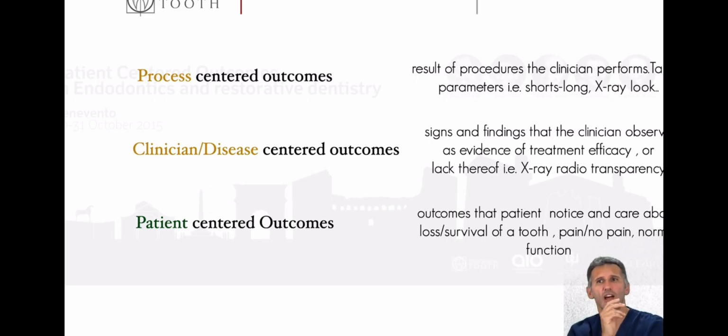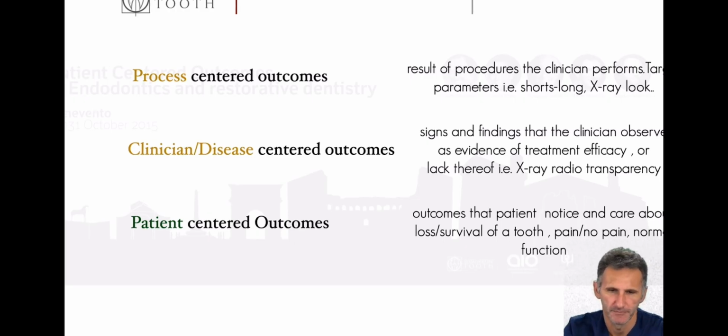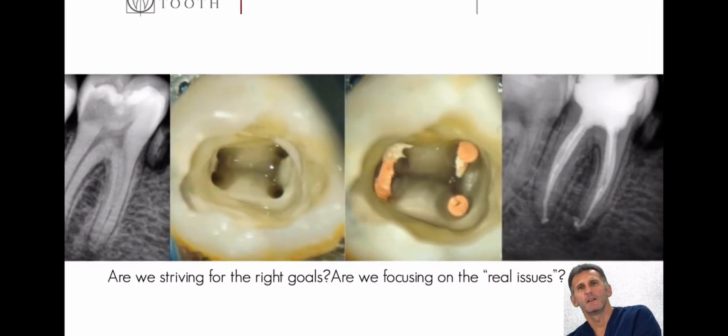Instead, patient-centered outcomes is bread and butter dentistry. Is the outcomes that patient notice and care about: loss, survival of a tooth, pain, no pain, and the normal function. The problem is that if we have the right goals in the mind, we strive in a direction. If we have instead the other goal in our mind, we strive in another direction. And we go in a direction losing the real issues.